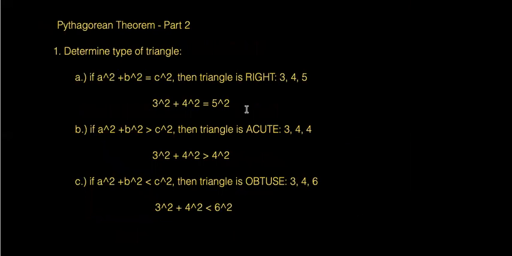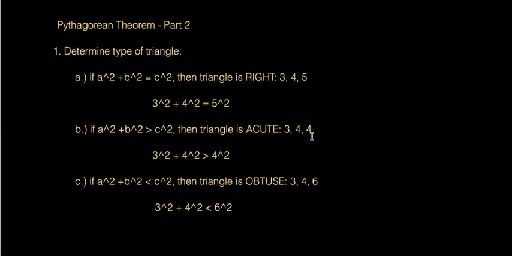That's the first situation. The second use for the Pythagorean theorem is to determine what kind of triangle you have. It could be a right triangle, acute, or obtuse. If you have three given sides like this, and you plug this into the equation, you get a true statement, 3 squared plus 4 squared equals 5 squared, then you know that this is a right triangle because you get a true statement.